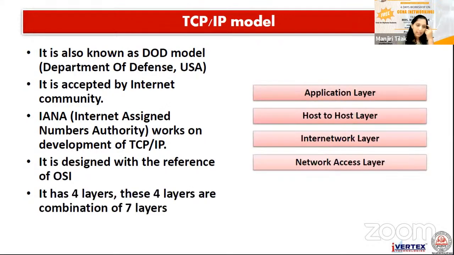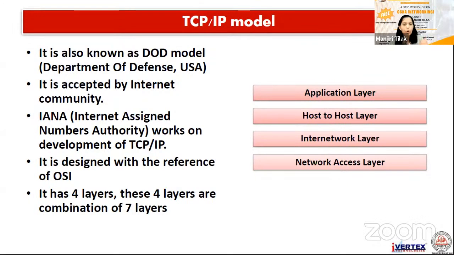Right? But the difference is what? In OSI, there are 7 layers, but TCP/IP has only 4 layers. But actually, these 4 layers are a combination of the 7 layers, right? So you can say 7 layers in OSI are represented as 4 layers in TCP/IP. So which are the 4 layers the TCP/IP model has?